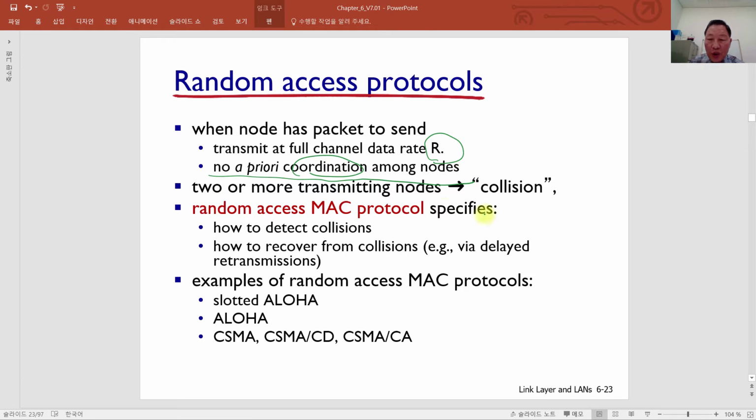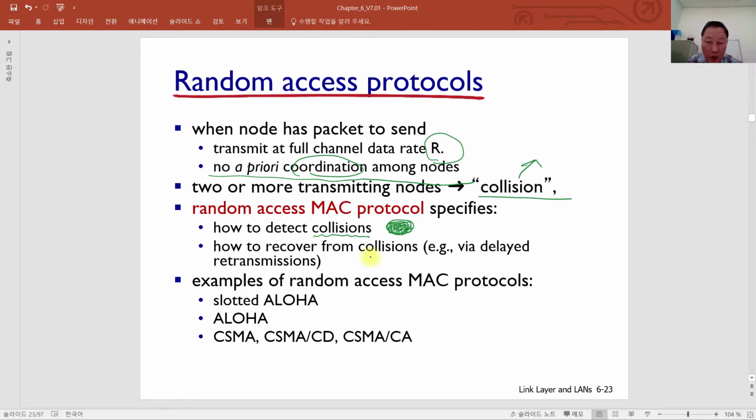If two or more transmitting nodes send at once, then there is a collision. The electrical signals will be colliding. A random access MAC protocol specifies how to detect collisions. Thus, our scheme is trying to detect that collision, because that frame will be corrupted: the electrical signal has collided, and that frame is not the original one, and it is corrupted.